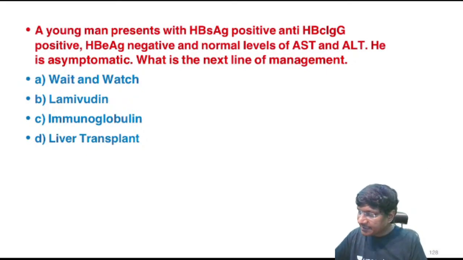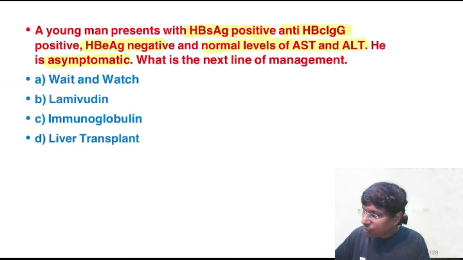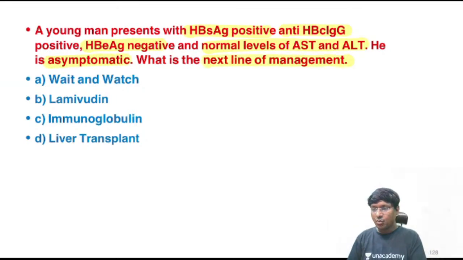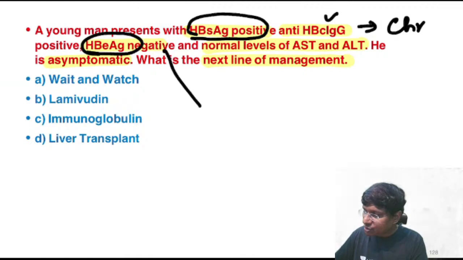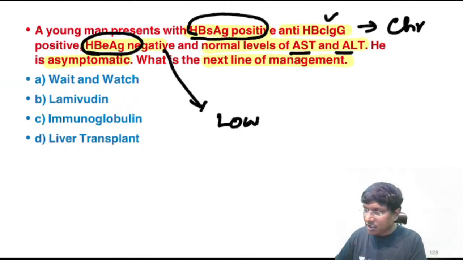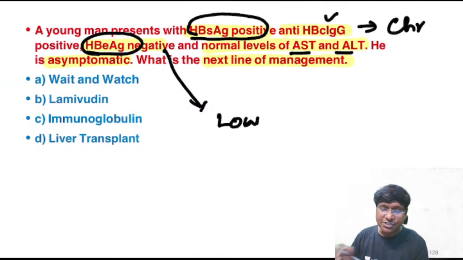So a young man presents with surface antigen positive, anti-HBC IgG positive, envelope antigen negative, normal levels of AST and ALT. He is asymptomatic. What is the next line of management? So surface antigen is positive, IgG positive, that means it is chronic. Envelope antigen negative, that means low infectivity. Normal AST, normal ALT. Right. So in this patient we don't start the antiviral drugs. In this patient we wait and watch.